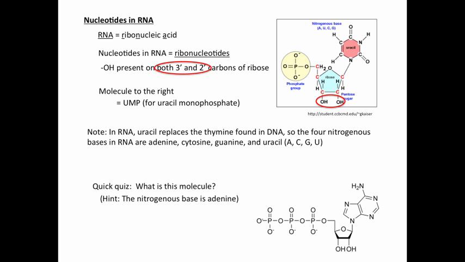What would you call this molecule? Here we have an adenine attached to a ribose sugar and 3 phosphates. That's right, this is adenosine triphosphate, or ATP, the same ATP that is synthesized to provide a chemical energy source in cells. ATP is simply a ribonucleotide triphosphate.